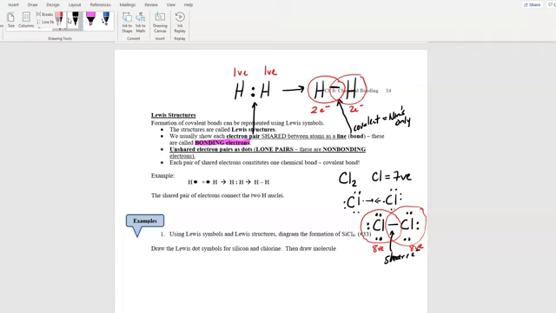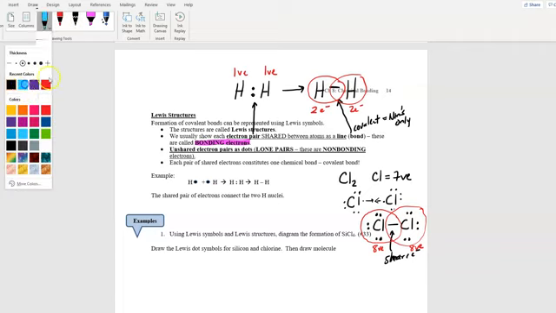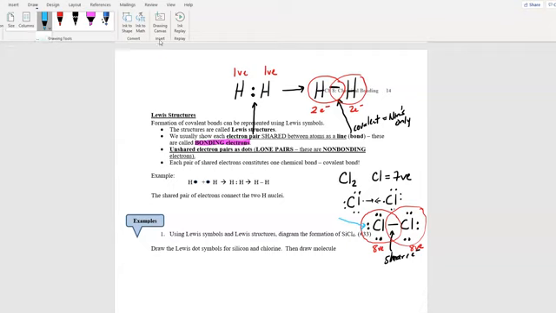But what about these guys on the outside? Let me do that in a different color. Let's go blue. So these guys right out here are unshared electron pairs. These are the electrons that are in pairs, but they're not being shared with another element. We call these non-bonding electrons.